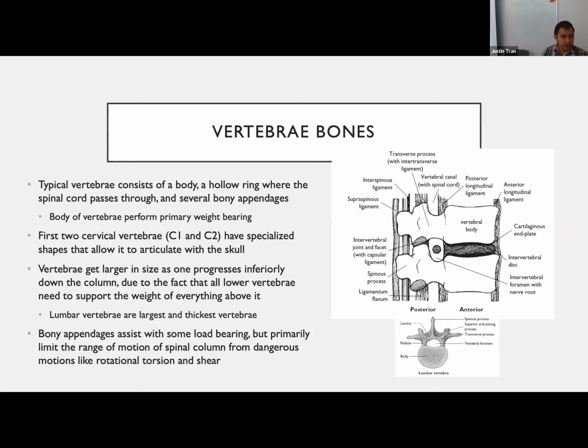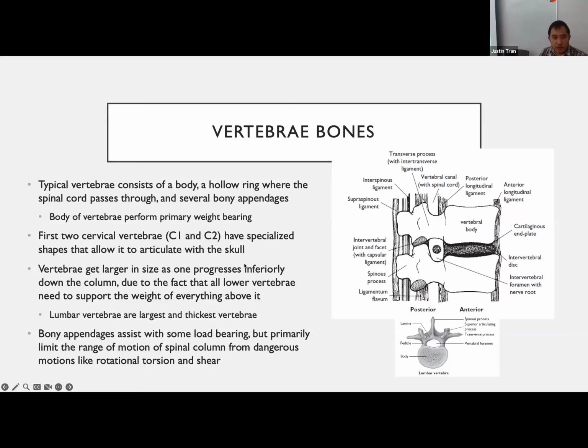Okay. Another point, like I mentioned: generally as you go from the top of your spine to the bottom, the vertebrae are getting larger in size, so they get larger in diameter and larger in mass, right? The reason for that is because everything below has to support all the weight of everything above it. Okay. So your lumbar spine is going to be much bigger than your cervical spine.